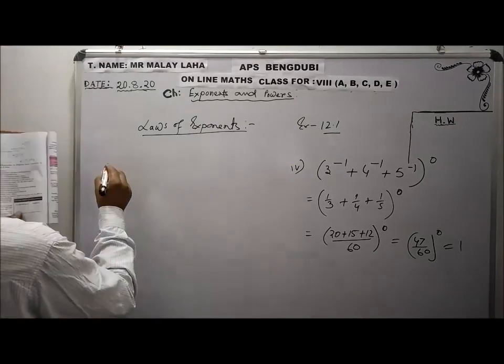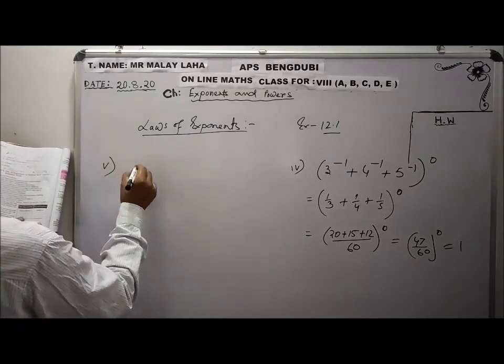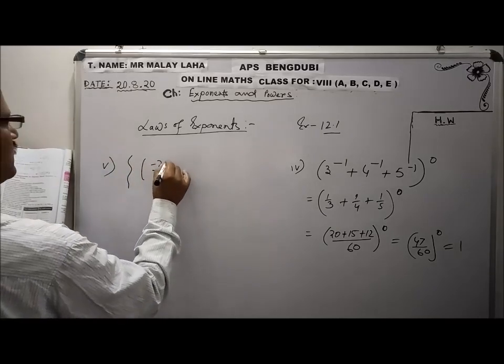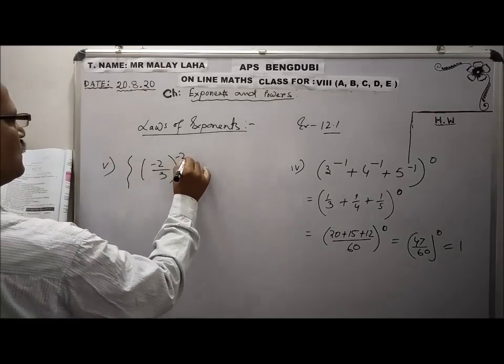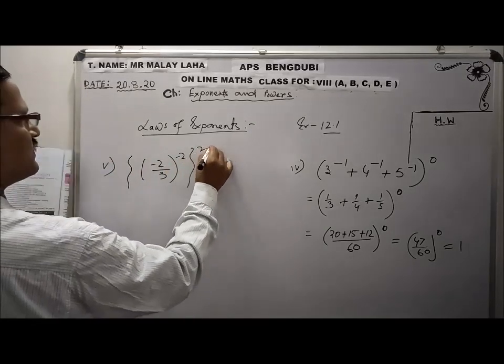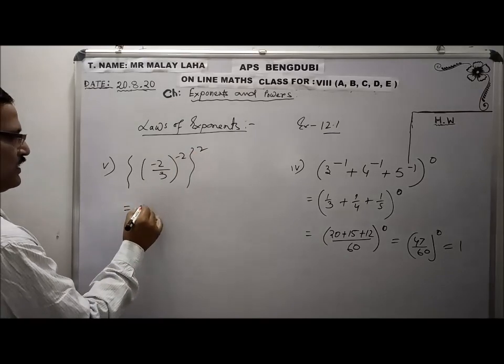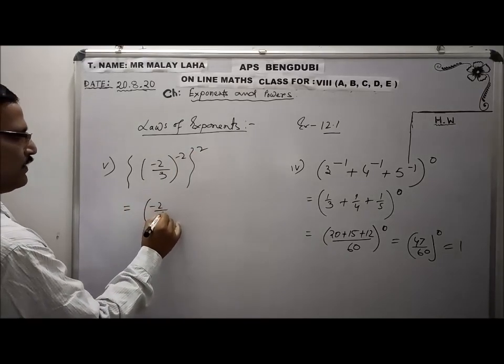Now 5. Second bracket, this is minus 2 by 3 raised to minus 2. So this is the double power. This 2 power, what to do? I have to multiply under one base.